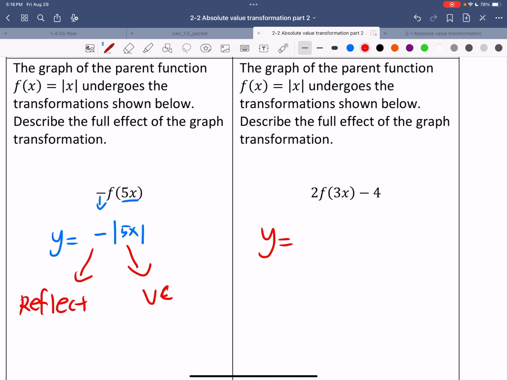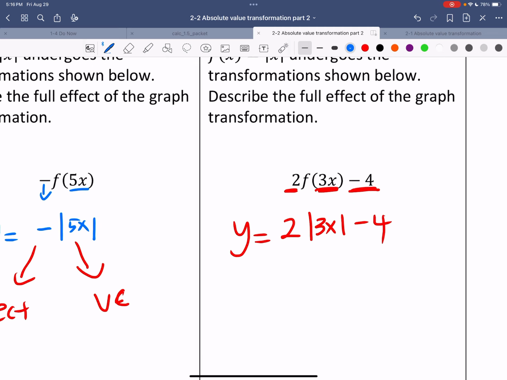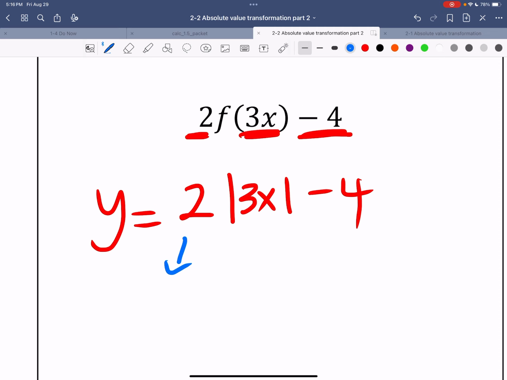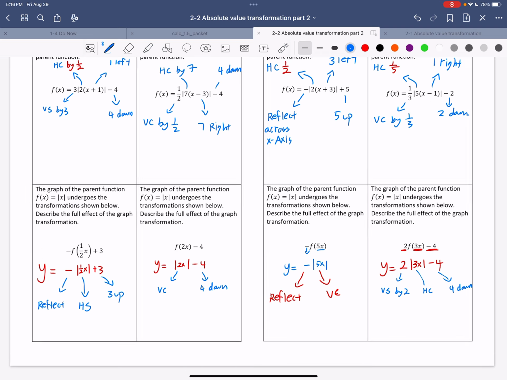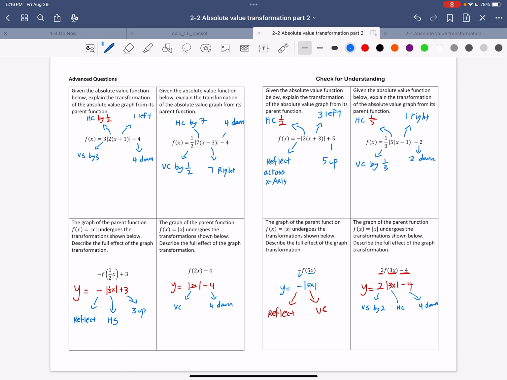y equals, same thing, I'm going to put absolute value. There's a 2 in front of f, so I'm going to put 2. 3x inside the parentheses, so 3x. Minus 4 at the end, so minus 4. That easy. So 2, I will write vertically stretched by 2. 3 is a horizontal compression because it's going to make it narrow by 1/3 if you want to write, and then 4 down. There's no left and right for these two yet. Yeah, nothing here. So that's about it.